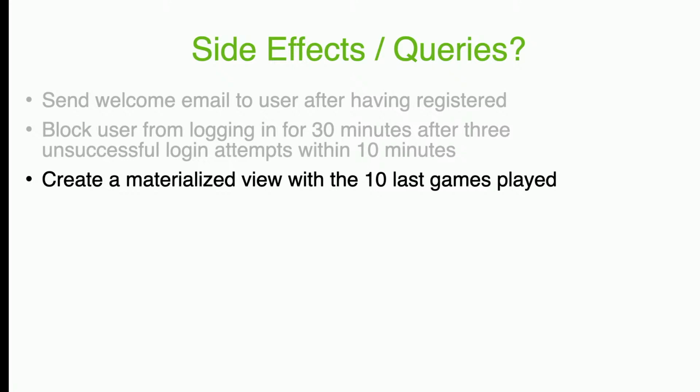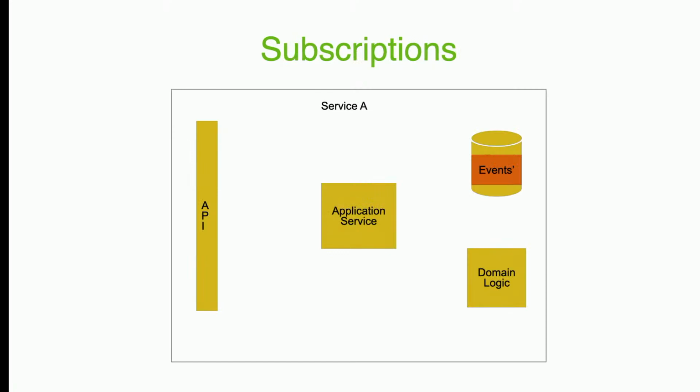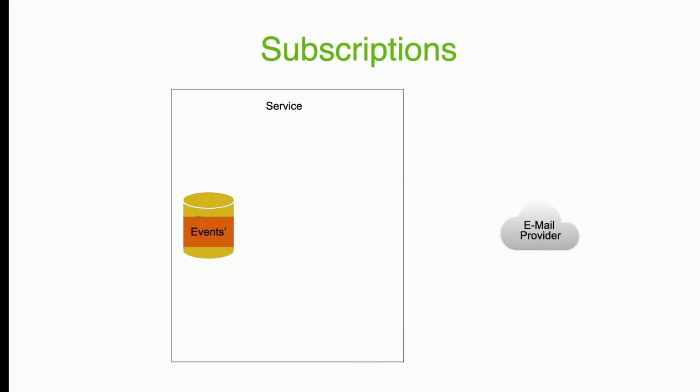And this is where subscriptions come in, and they kick in after we have stored our events in the event store. And this is really important. It needs to be after they have been stored, so that we know that these things are actually durably stored in the storage. Then we can create a subscription that subscribes to new events as they come in. For example, we can subscribe to a game-won event, and if the game is won, then maybe we send an email via some email provider to the winner of the game.